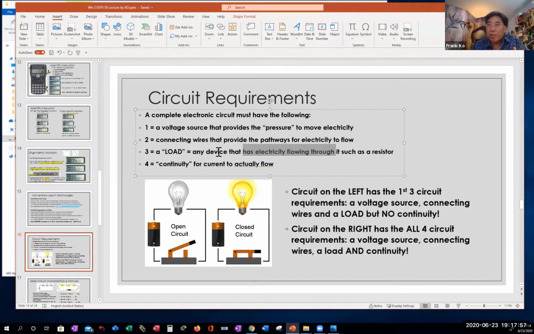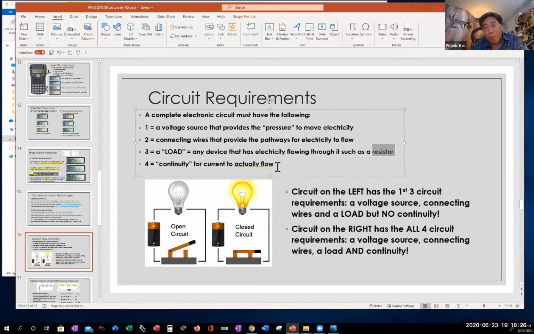Now we don't say wire. Wire is not considered a load unless it's really, really long. In our cases, the wires are short, so they're not considered a load, even though they have electricity flowing through it. So the word that's used in this line is any device. So what type of devices have electricity flowing through it? Well, what you have in your kits that we've built so far happen to be LEDs, and an LED would be a load, and a resistor would be a load, okay?